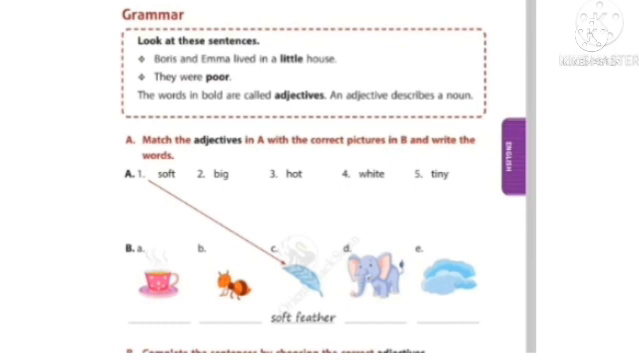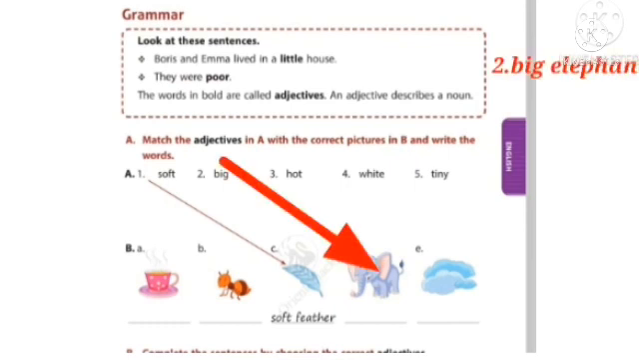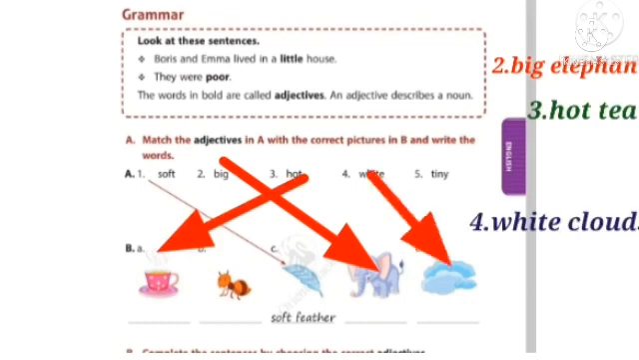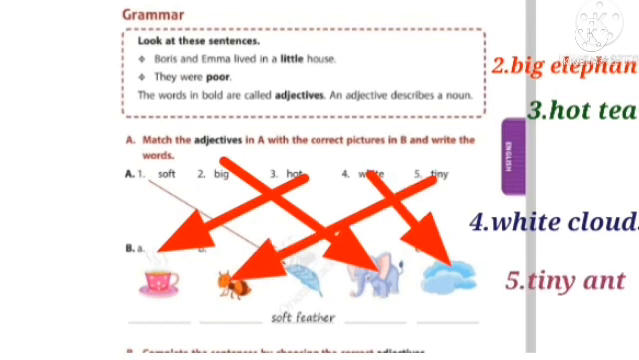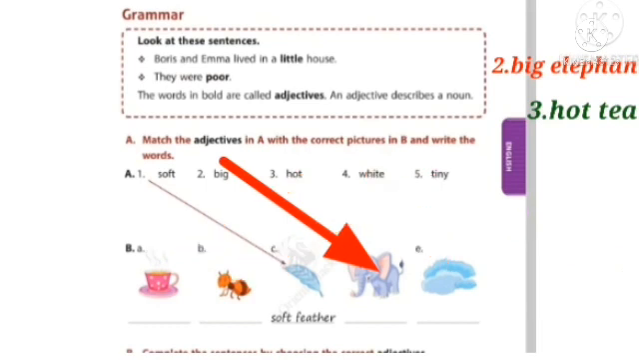Now we want to match the adjective in column A with the pictures in column B. They are already given one example. First one soft, feather. Second one big, elephant. Third one hot, tea. Fourth one white, clouds. And fifth one tiny, ant. So children, you should match the pictures and write their names too.